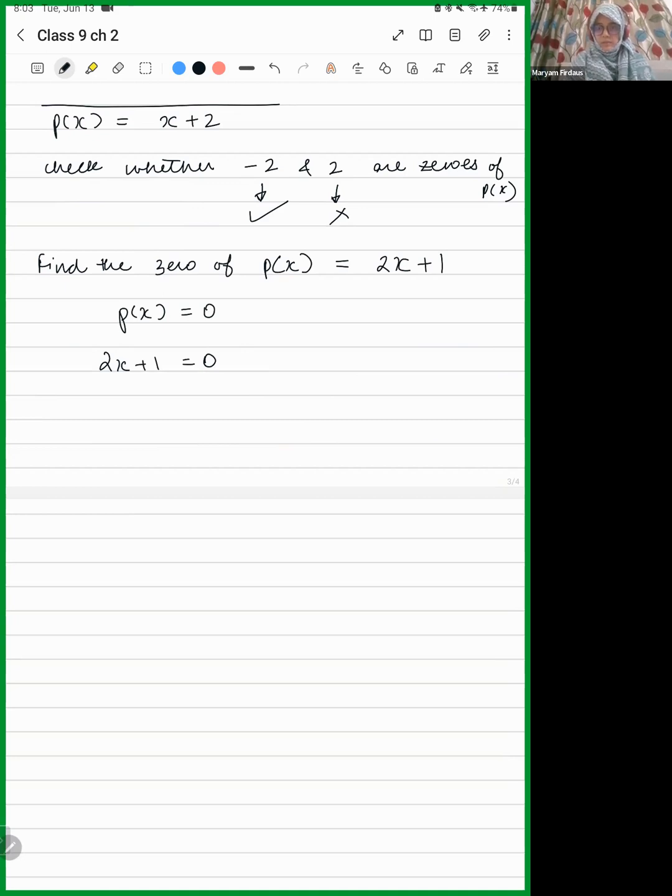Minus 1 by 2. So x is equal to minus 1 by 2 is a zero of the polynomial.